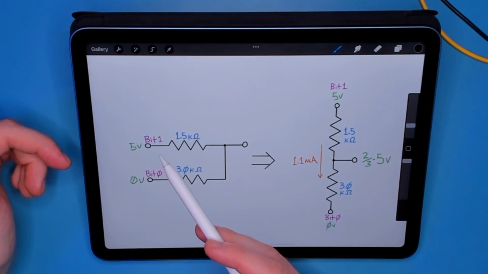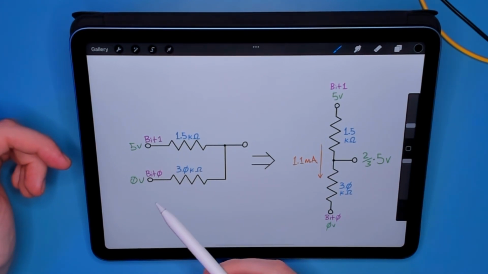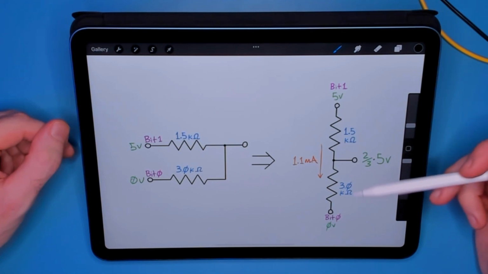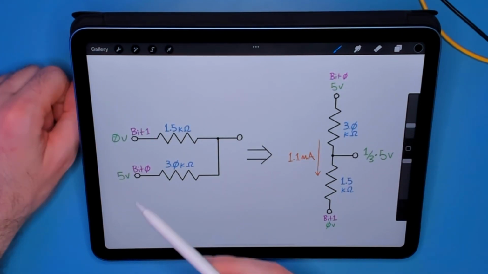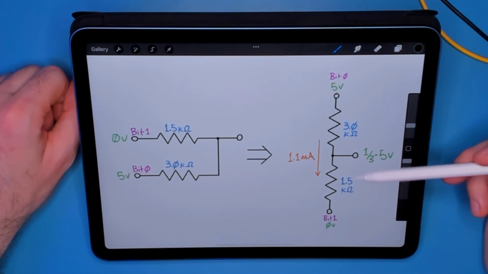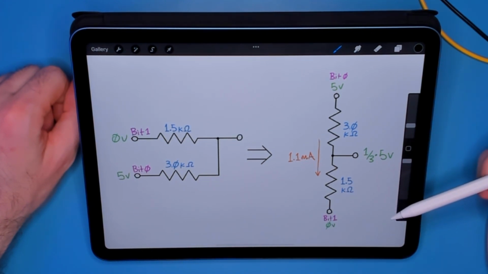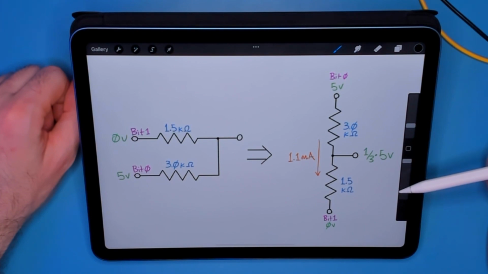If the most significant bit is high and the least significant is low, then the larger resistor is on the bottom and the output is 2/3 of the high level. If the least significant bit is high, then the smaller resistor is on the bottom and the output is just 1/3 of the high level. The same idea extends to more bits. You just end up with different combinations of resistors in parallel and in series, making voltage dividers and so on.